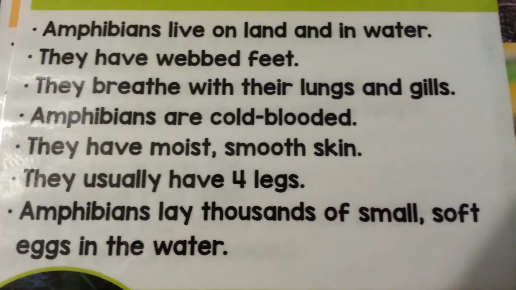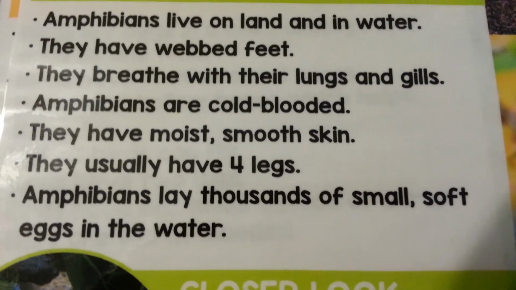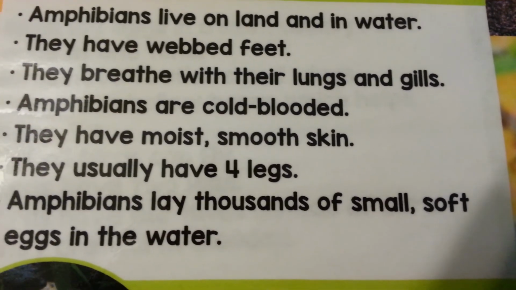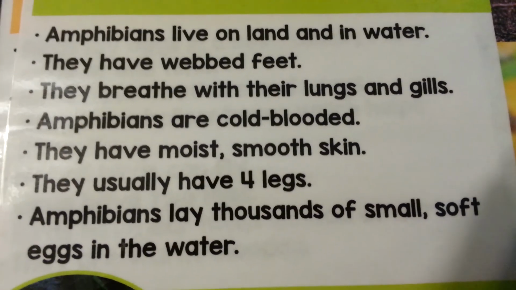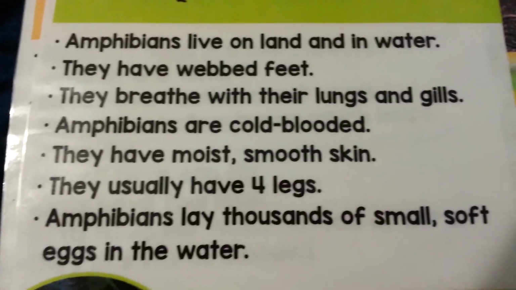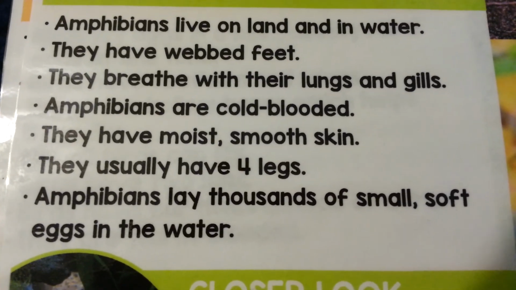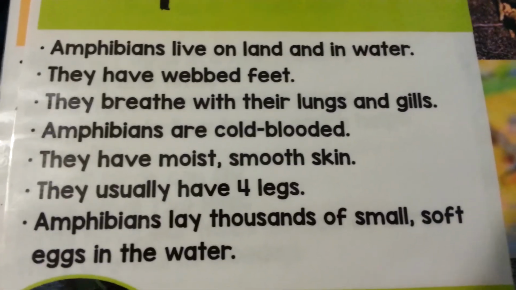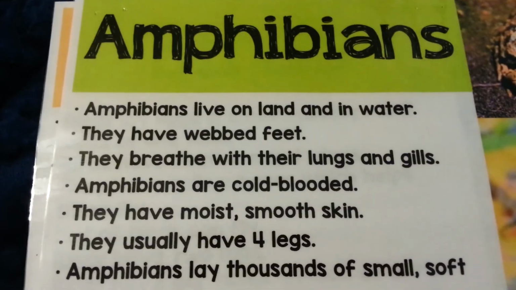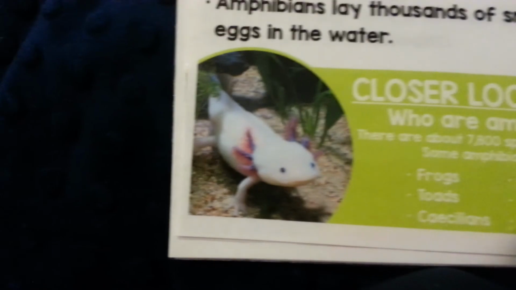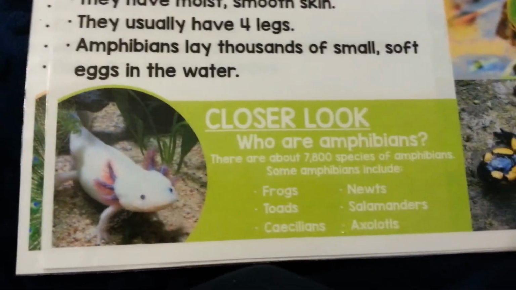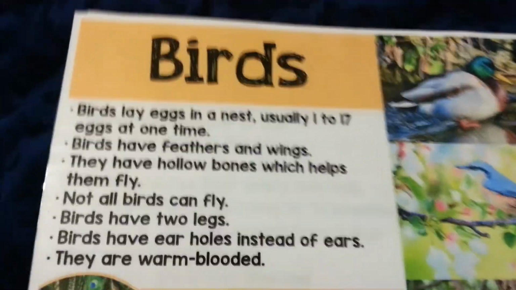Amphibians lay thousands of small, soft eggs in the water. Remember seeing the frog eggs that looked like they were inside of a bunch of jelly. Remember those things? So they lay their eggs in the water, which is also different than reptiles. And they have smooth, moist skin. That's the amphibians: frogs, toads, salamanders, axolotls, and newts. All right, let's go on to the next classification of animals.